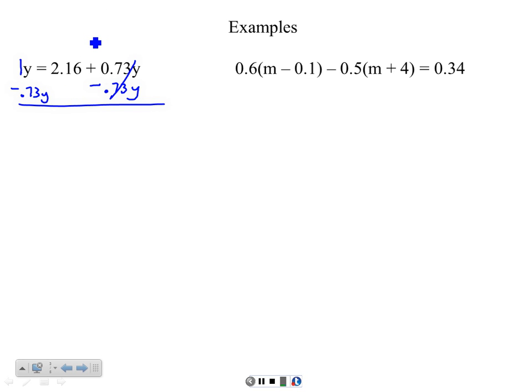So 1 minus 0.73 is equal to 0.27y is equal to 2.16. And then if I divide both sides by 0.27, I'm going to get y is equal to 8.